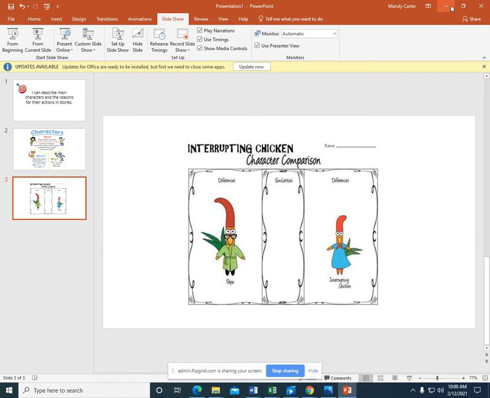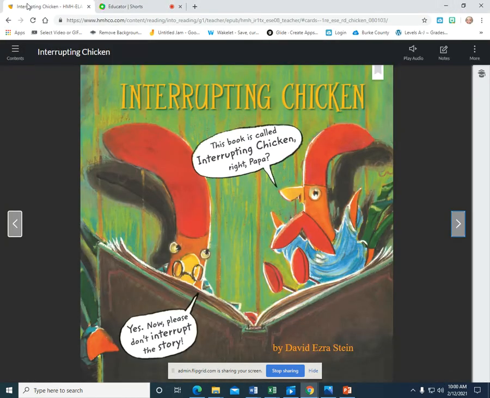So let's go up to the story. And you can open up your reading books to page 105 and you can read along too.